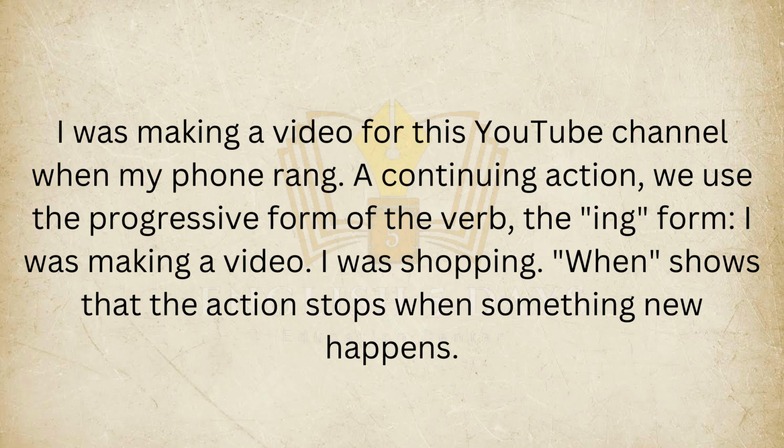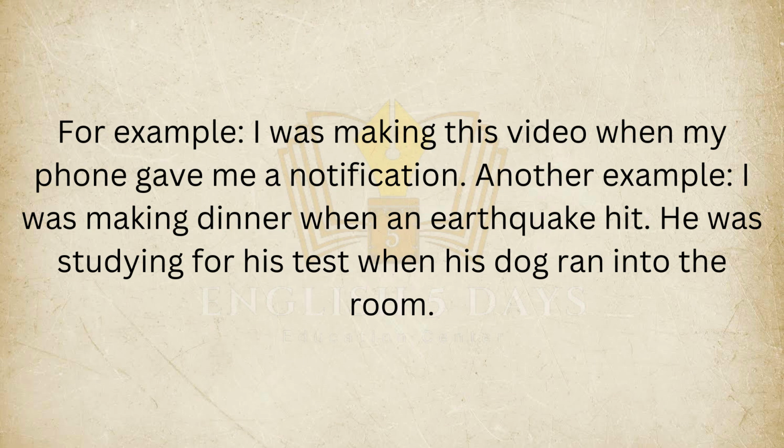A continuing action, we use the progressive form of the verb, the ing form. I was making a video. I was shopping. When shows that the action stops when something new happens. For example, I was making this video when my phone gave me a notification. Another example, I was making dinner when an earthquake hit. He was studying for his test when his dog ran into the room.